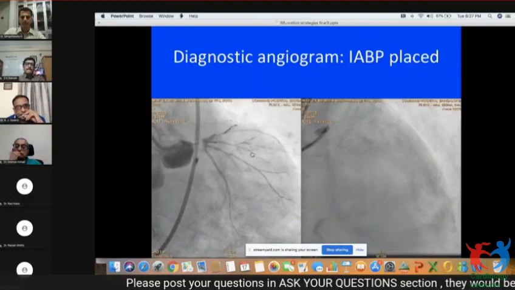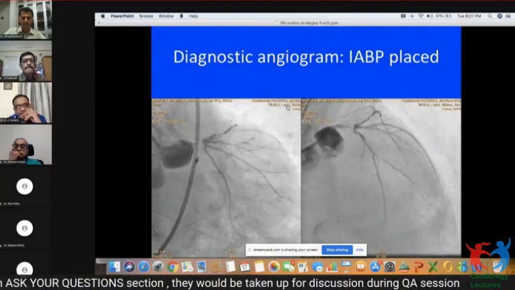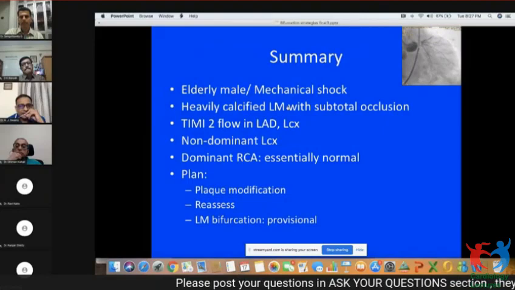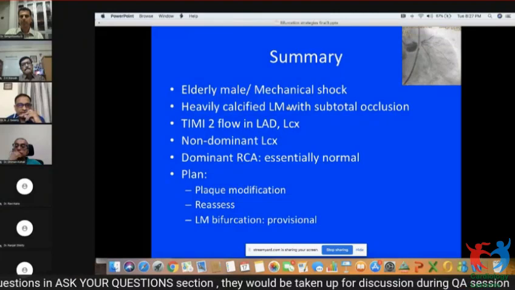This is a heavily calcified left circulation with almost complete, subtotal occlusion, and with hemodynamic instability. So an IABP was placed. The pressure was damping, so the guide was dehooked. In summary, this is somebody with a heavily calcified subtotal occlusion with TIMI 2 flow, non-dominant circumflex. The plan was to do a plaque modification and reassess because you're between a rock and a hard place.